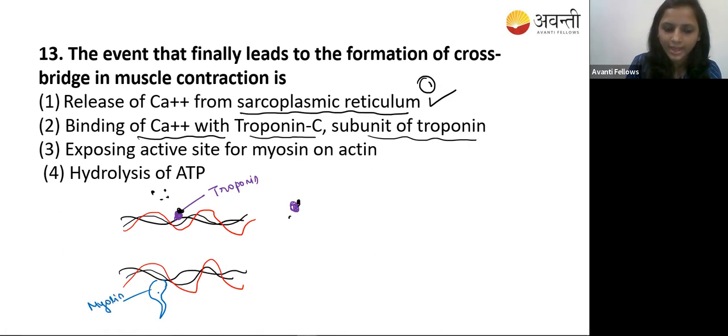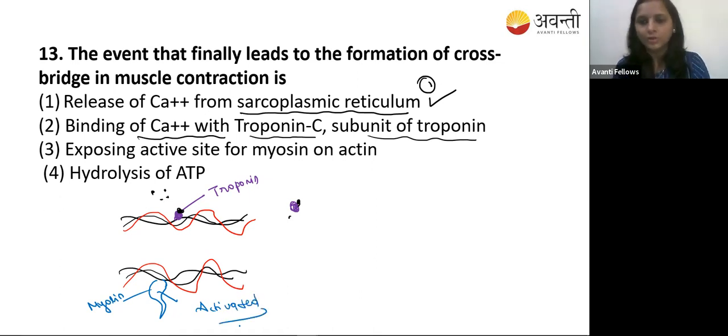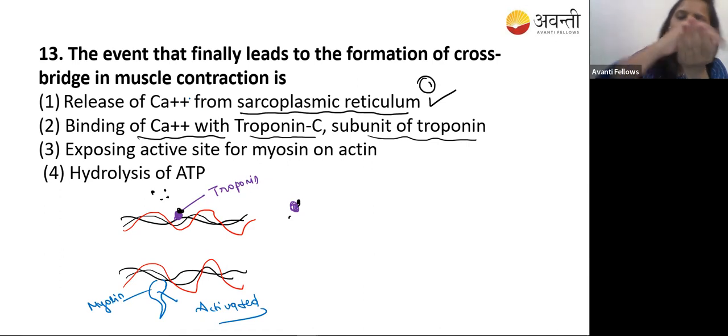Myosin head, it is activated already. Activated, right? So when it is activated by the ATP. So when the ATP hydrolysis happens, at that time the myosin head is going to be activated. So then this whole process will happen. So then it will bind to the active site of the actin filament, right? So that is the reason option 3 is the correct answer.